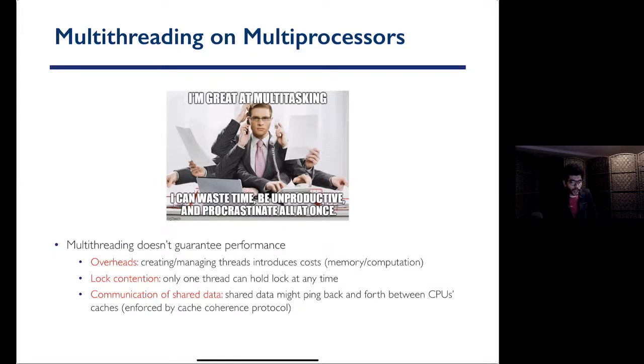The last one is the communication of shared data. This is where I talked about cache coherency. This is a subset of the overheads, the communication overhead for shared data. We're actually going to dive a little bit deeper into this and see examples of this becoming an issue, and we're going to talk about solutions to address it.